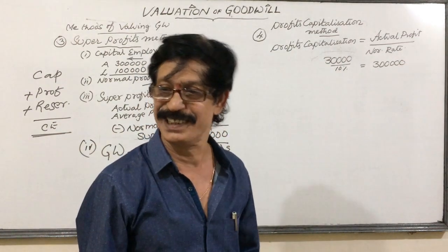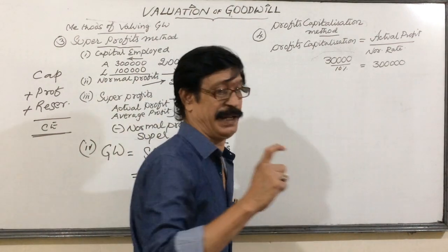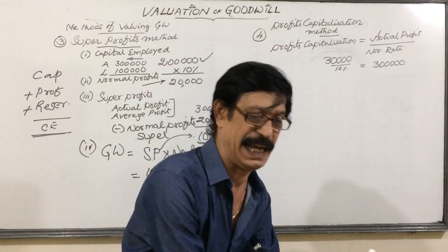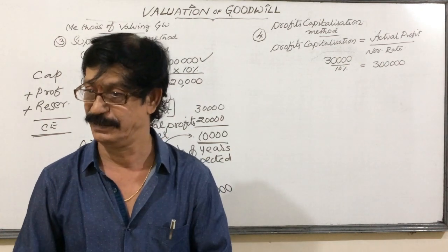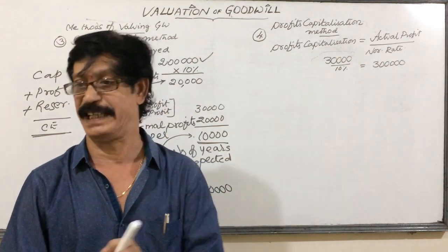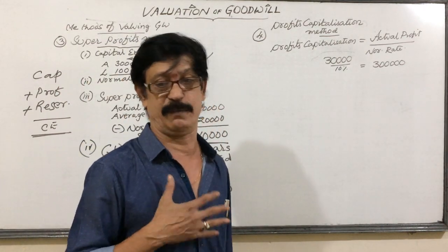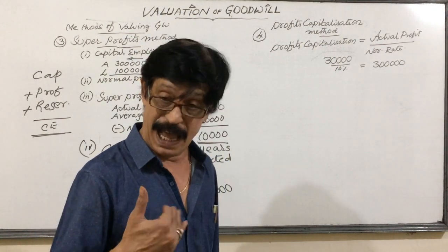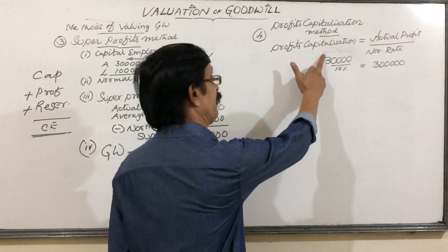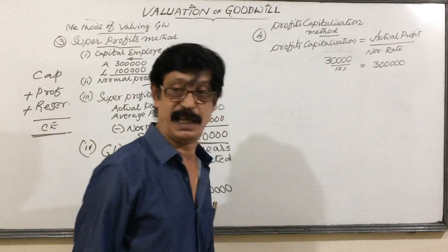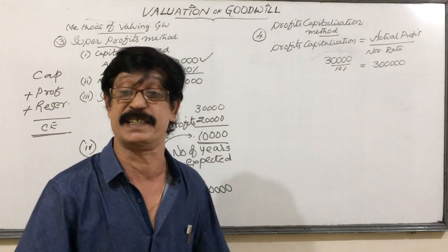Well, dear students, what is capitalization, I am also explaining. Look here, 10% normal rate, what does it mean? For every 100 capital, I want to earn 10 rupees profit. Percent means for every 100. If I am earning 10 rupees profit, my capital is 100. If I am earning 30,000 profit, how much capital must be? 3 lakhs. Clear? Based on the profit, we are expecting how much capital we have.